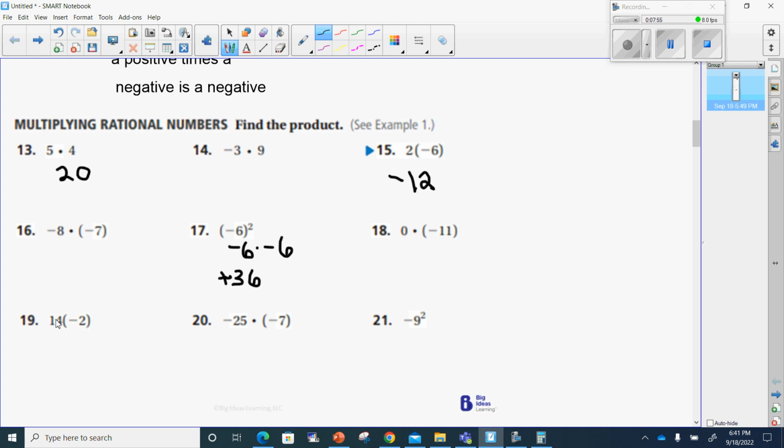Number 19. We have 14 times negative 2. A positive times a negative is a negative, and 14 times 2 is 28. And we have number 21, negative 9 to the second power. Now remember, there was a reason this parentheses was around this negative sign. If it's not there, that exponent of 2 is only applicable to the 9. So this is going to start off negative, and this is going to be 9 times 9. 9 times 9 is 81. So naturally, this will be negative 81.